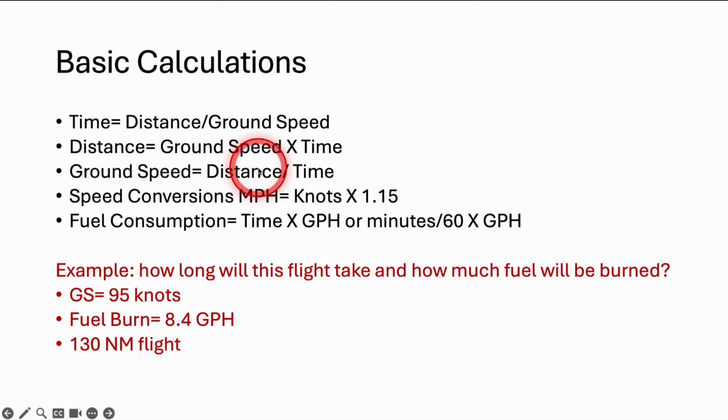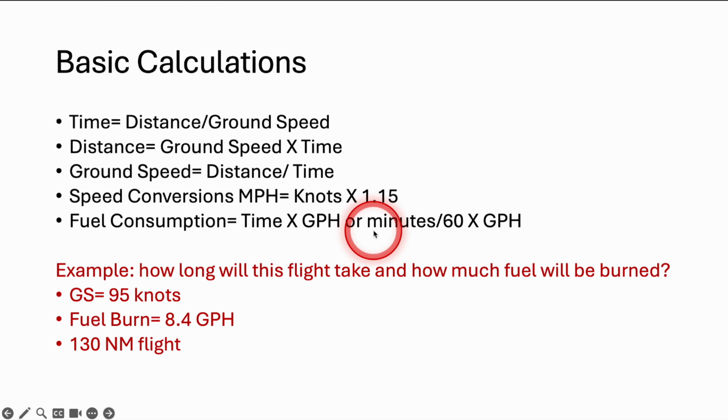Determining your ground speed, take your distance, divide that by how long it took you to travel that distance. Speed conversions, if you want miles per hour, you take your current knots, multiply that by 1.15. And lastly, fuel consumption. Take the time, multiply it by gallons per hour. That works for if you're traveling a long distance and across multiple hours.